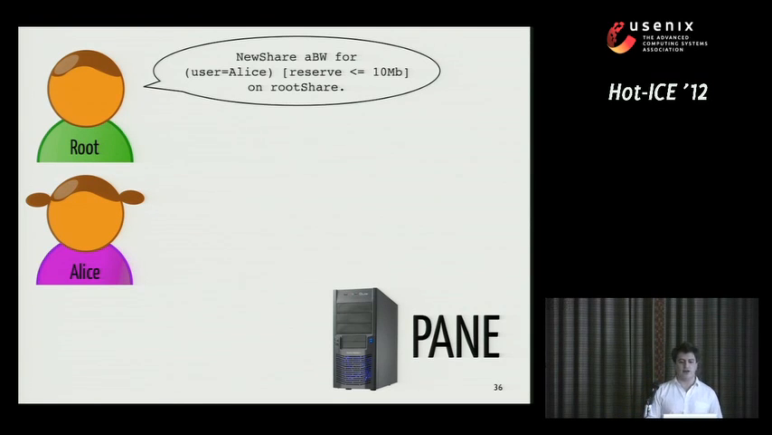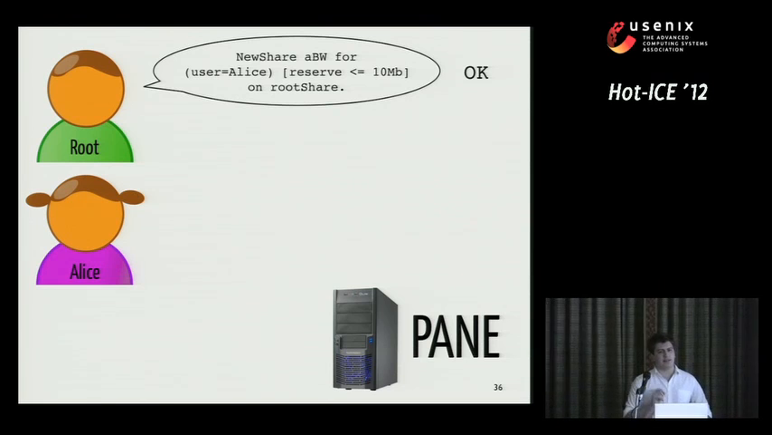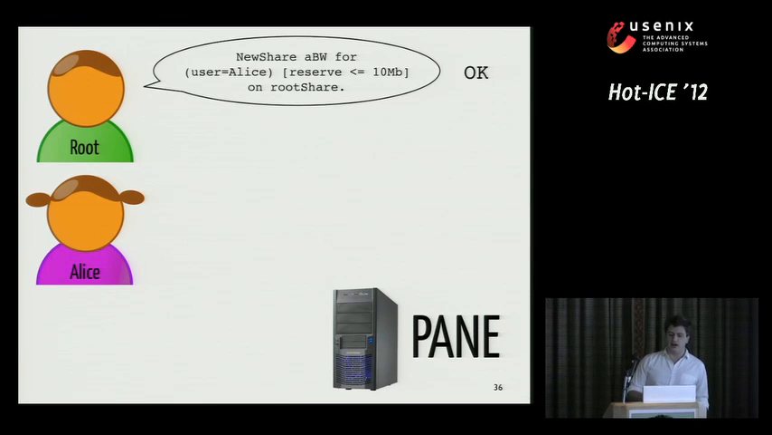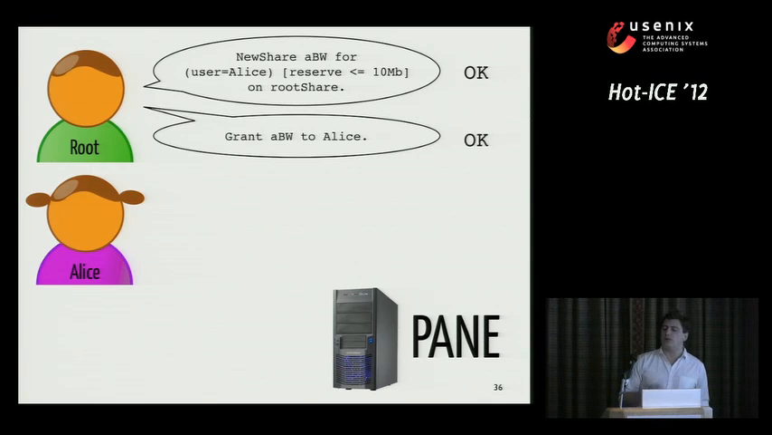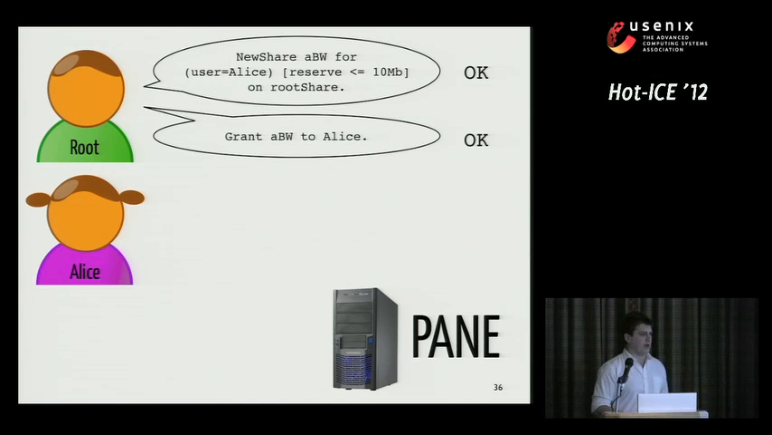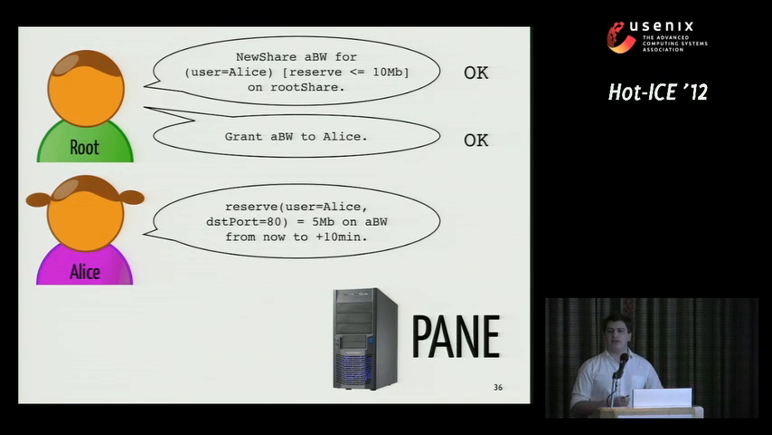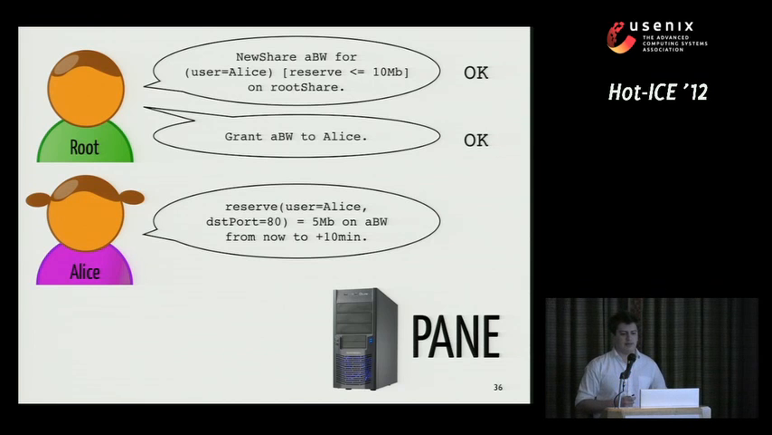After checking that root has the necessary authority to create this share, the PANE controller accepts the request. But Alice is not yet a speaker on this share. As the root user is a speaker on this share, the root user can add Alice, and the PANE controller will accept the command and add Alice as well. Alice now tries to make a bandwidth reservation using this share. She requests 5 megabits per second of guaranteed bandwidth for the next 10 minutes.